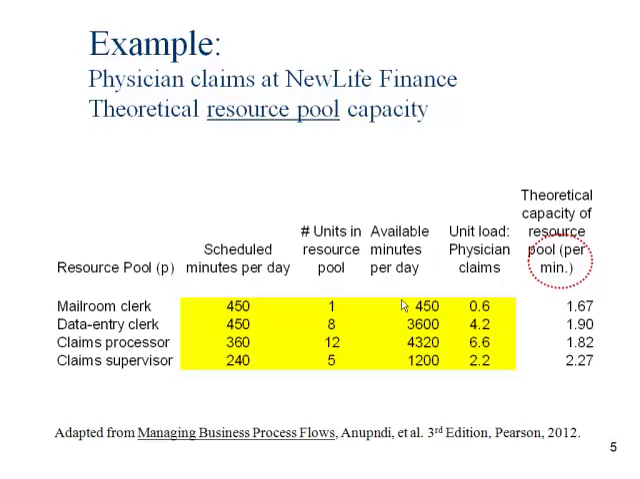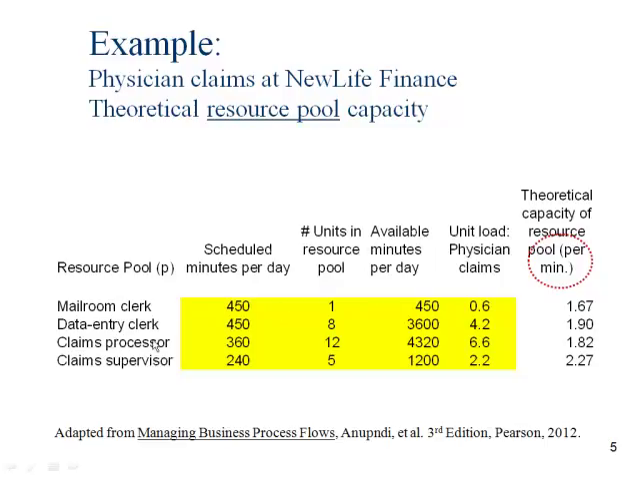It turns out to be 1.67. Now, how did we get that? Well, we have one mailroom clerk in our resource pool. It takes them 0.6 minutes to handle a physician's claim, so the theoretical capacity of the resource pool is 1.67. In this case, we have one resource unit and the pool consists of one resource. Now, make sure you understand all these lines here.